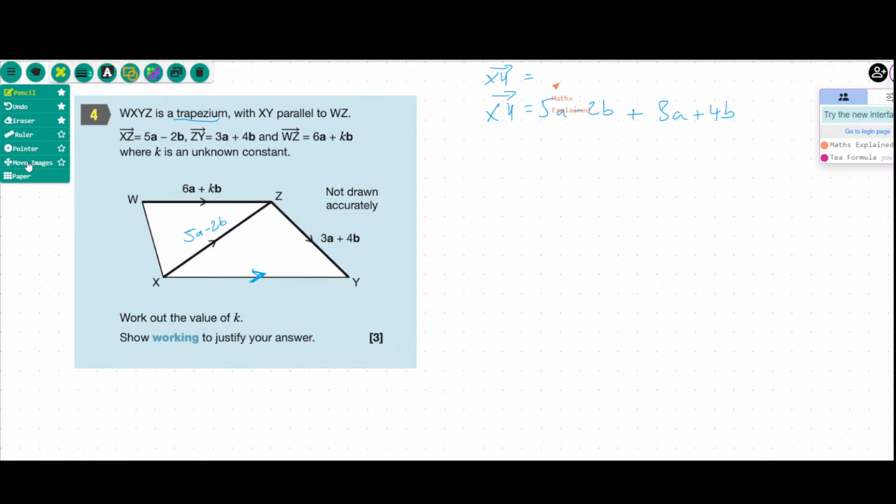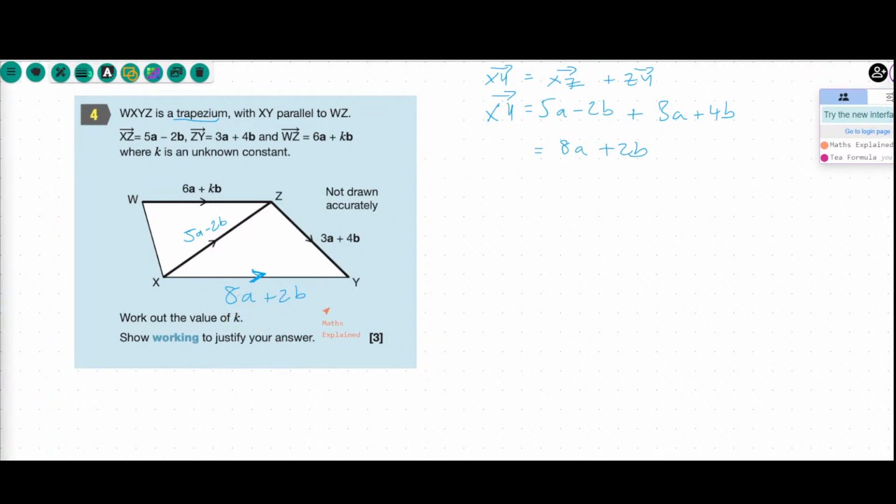I did XY equals XZ plus ZY. Okay, you can still see that. Okay, then let's simplify this. 5A plus 3A is 8A. Negative 2B plus 4B is plus 2B. So we have XY. And now we're going to use the same thing as we did in the previous question, comparing coefficients. Slightly different here. We're comparing 8A plus 2B to 6A plus KB.